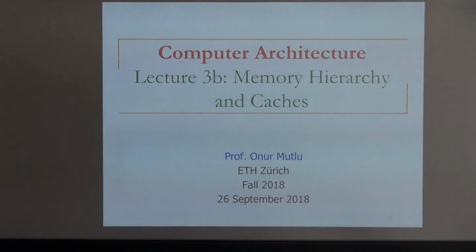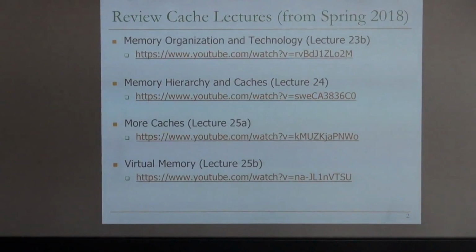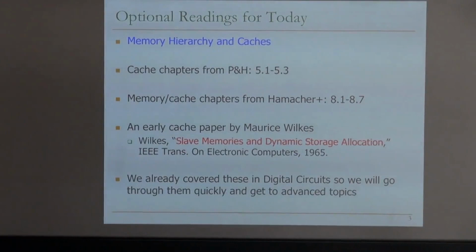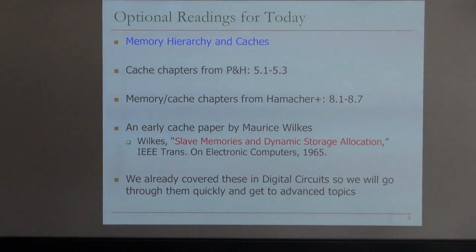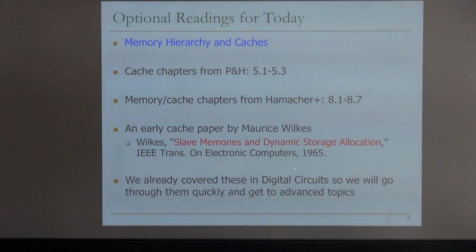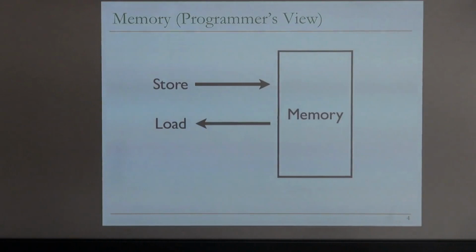And I think you should really watch these lectures if I go too fast here, or stop me with some good question. And optional readings, I don't require these readings. It's an early cache paper by Maurice Wilkes, which I'm going to cover briefly. I think this is also very important, from 1965, but it's not the first cache paper, but it's a very nicely written, clear cache paper. And we already covered these in digital circuits, so we will go through the cache concept quickly and try to get to advanced topics. But we'll start with memory first, because cache is really part of the memory system.